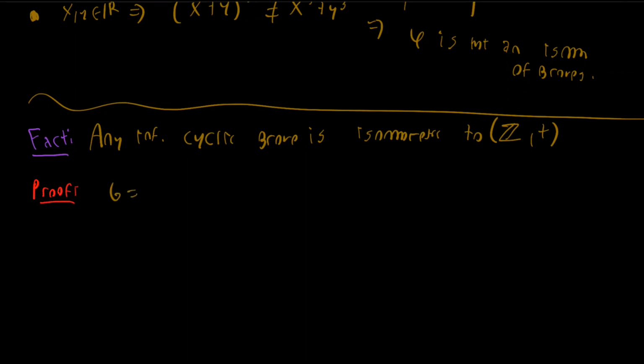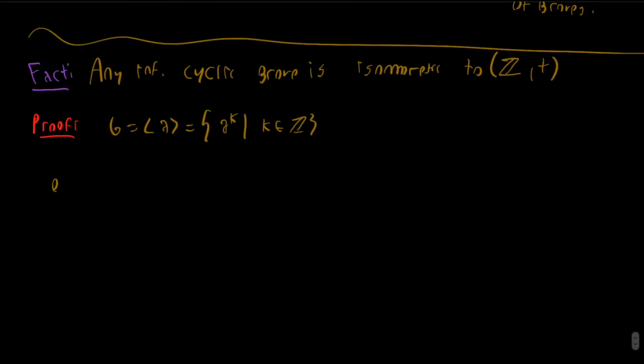So let's suppose that G is an infinite cyclic group, and let's suppose that the generator of this group is a. In other words, its elements can be written as a to the k, where k is an integer. Now, the first thing that we want to show is that we can construct a function phi from this group to the additive group of the integers, such that this is bijective and a homomorphism. So let's first define a function, of course.